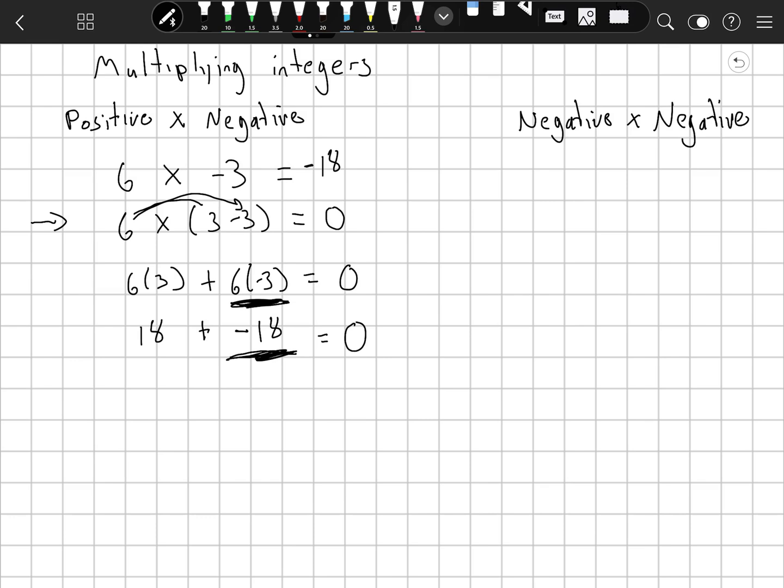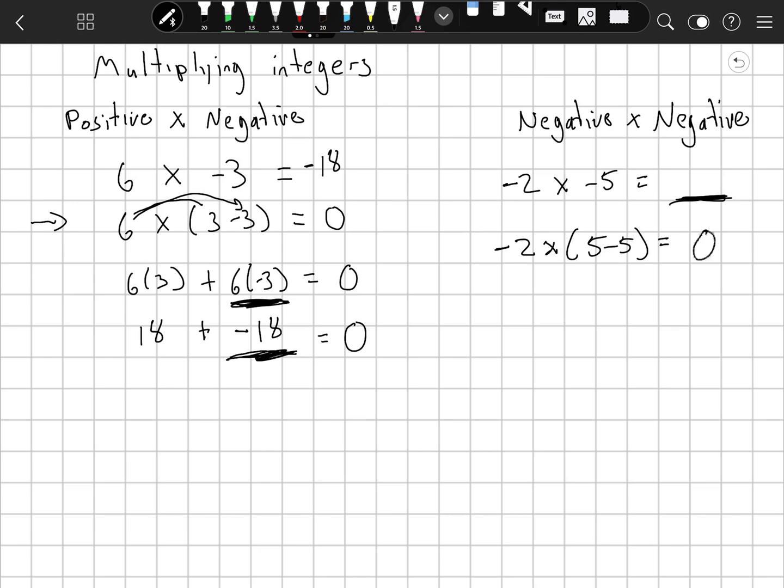Okay, let's take a look at this idea of a negative times a negative. Let's go negative 2 times negative 5, and we're going to hold off on considering what it equals for a minute. But let's use the distributive property. So negative 2 times 5 minus 5, and we set this up so that 5 minus 5 is equal to 0. And so we know this whole thing equals 0, because 0 times negative 2 is 0.